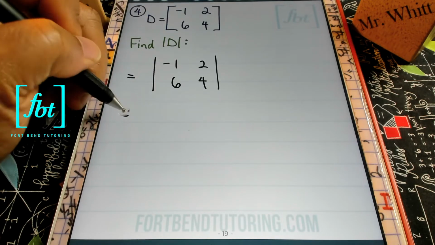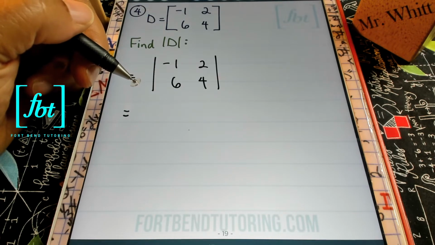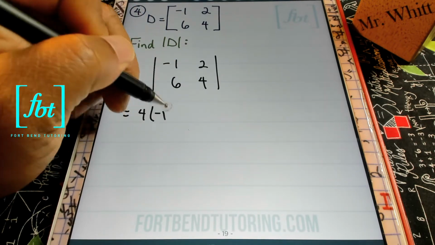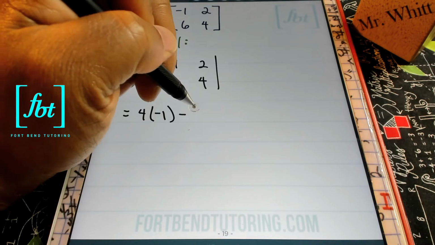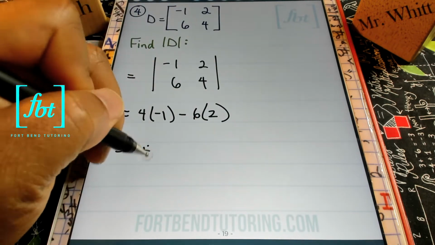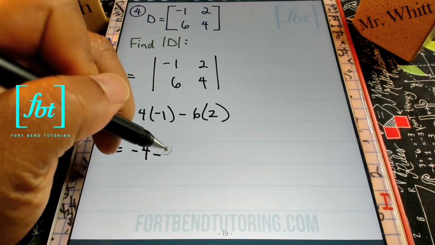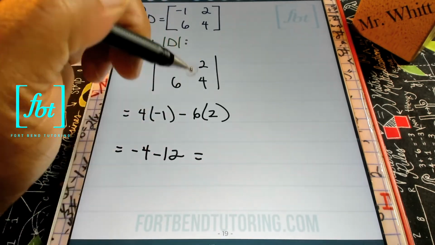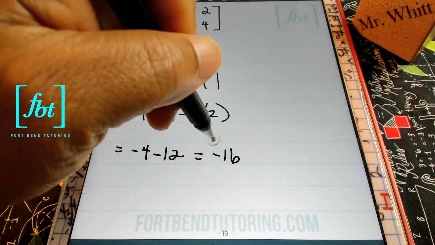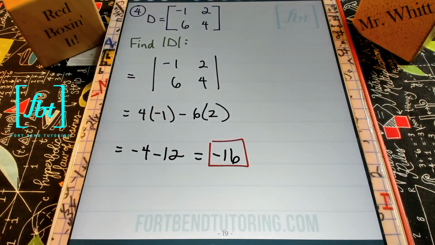From there, we know that we can multiply and subtract. So that means I'll be multiplying 4 times negative 1 and then subtracting from that the product of 6 and 2. Then this gives me 4 times negative 1, which is negative 4. Negative 6 times 2 is negative 12. And then combining those values, you'll end up with a final result of negative 16. Red, box it, people. There you have it. Just like that. We have just completed finding the determinant of problem number 4 using the multiply and subtract method.